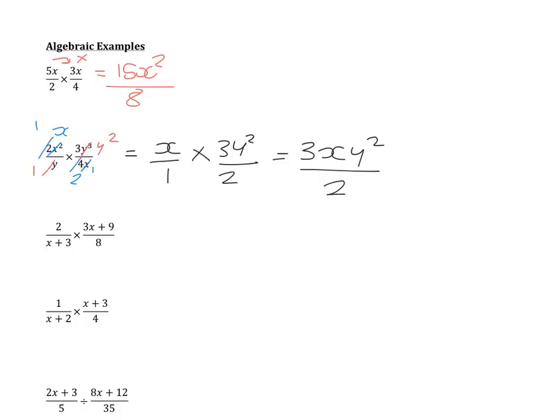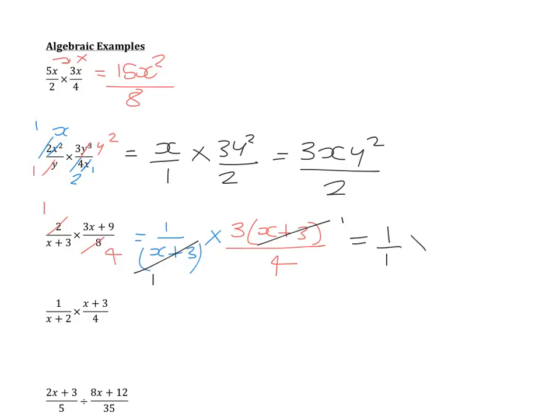In this next example, there are a couple of different ways in which we could do this. We can see that 2 and 8 are going to have a common factor. They both divide by 2 to give us 1 and 4. And you may notice that 3x plus 9 is 3 times x plus 3, so we do have a common factor of 3. A better way of seeing this might be to rewrite the second fraction in factorised form, so 3 brackets x plus 3 all over 4. We can then see that this x plus 3 and this x plus 3 will cancel, leaving us with 1 over 1 multiplied by 3 over 4, which of course is 3/4.